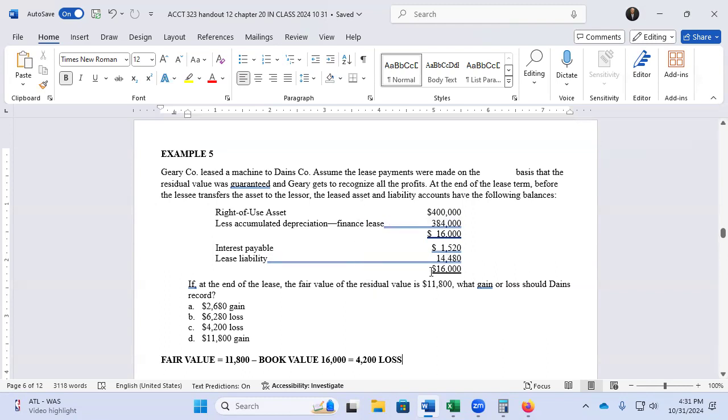And so what they did was they structured the lease and the lease liability so that it would have the guaranteed residual value at the end. So if somebody was to ask you what that was, that's that 16,000. But it's only worth 11,800, so they're going to have to pay out the $4,200 additional, and that's why it's in as a loss.